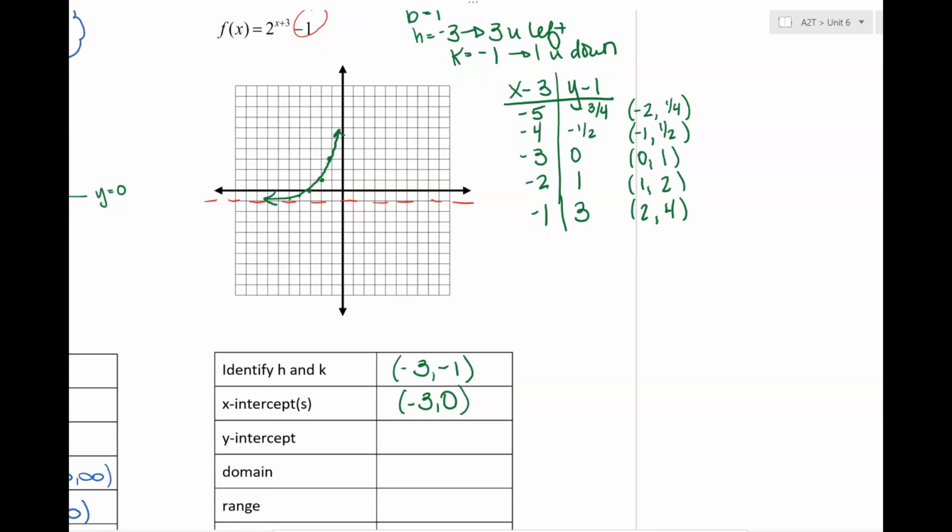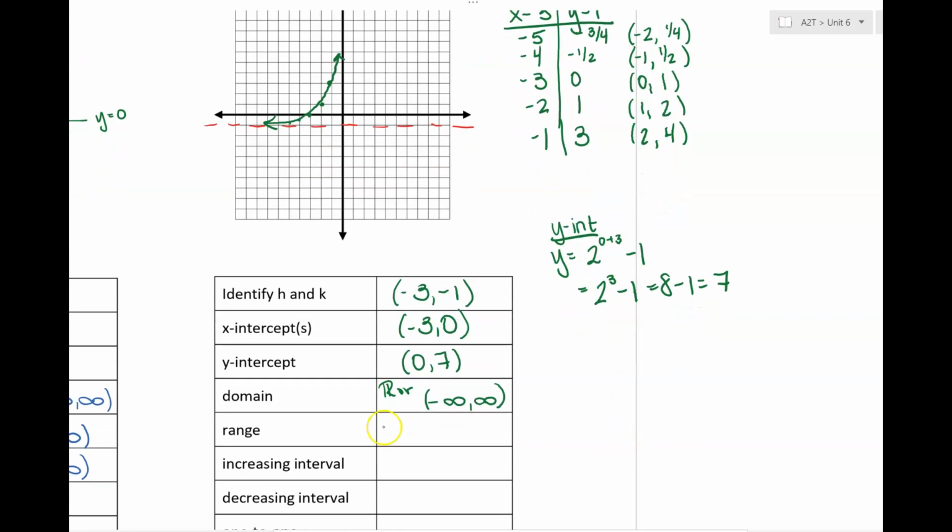Okay, there is a y-intercept, but we don't know what it is, so we have to solve for it. So y is equal to 2 raised to the 0 plus 3 power minus 1. That means we have 2 to the third minus 1, which is 8 minus 1, which is going to be 7. Now, we could graph that. It's not astronomical, but we were just asked to find it. We're good. Domain, all real numbers or negative to positive infinity. The range, again, is built off our horizontal asymptote. So here we're going to say that y is greater than negative 1, or non-inclusive negative 1 to infinity.